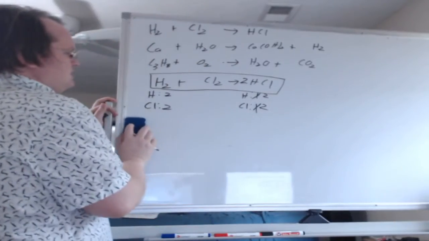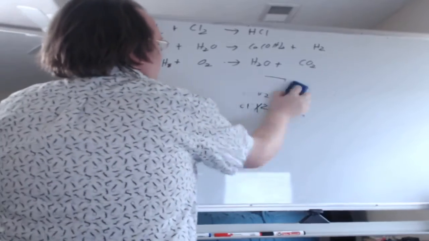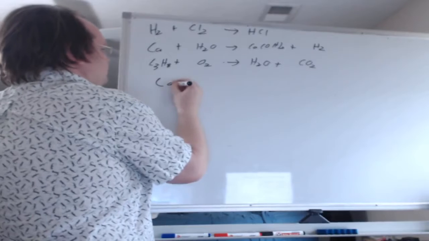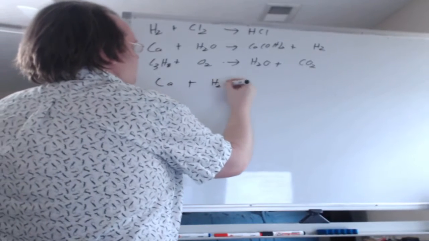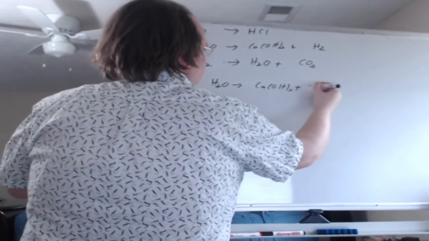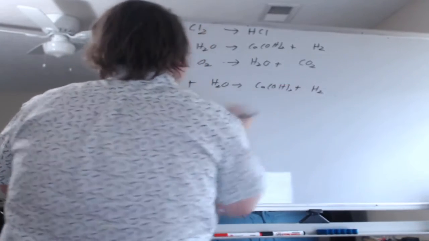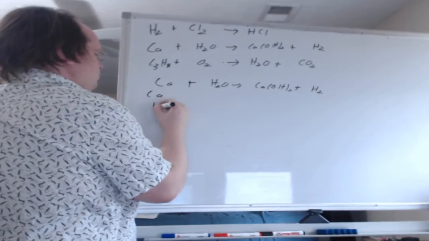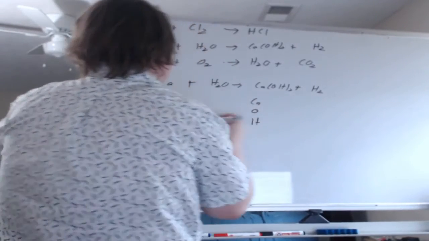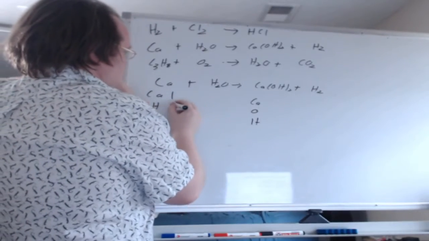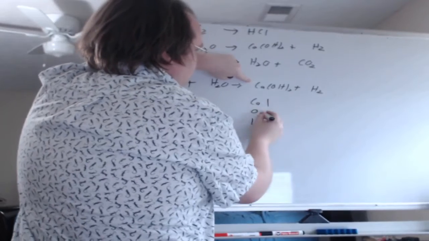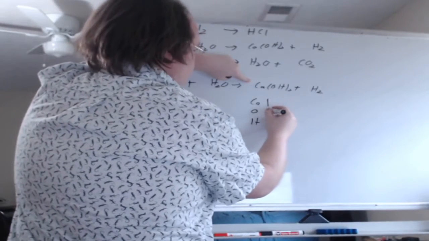So let's take a look at something that has a few more atoms now. Let's look at our second question. So our second question, we have calcium plus water reacts to form calcium hydroxide plus hydrogen. Now, we have calcium, we have hydrogens, we have oxygens. We have 1 calcium on the reactant, 2 hydrogens, 1 oxygen. On the product side, we have 1 calcium, we have 2 times 1, we have 2 oxygens.